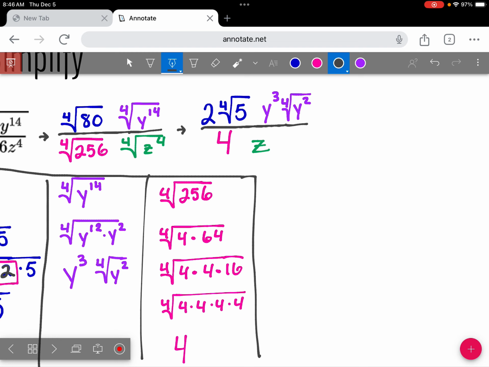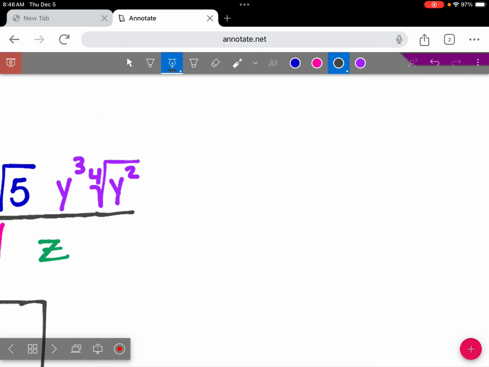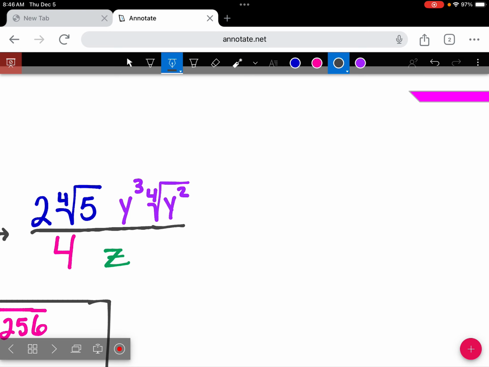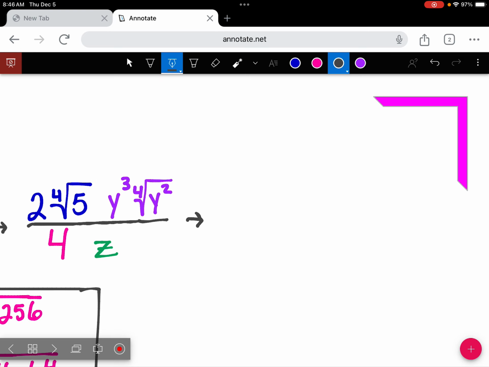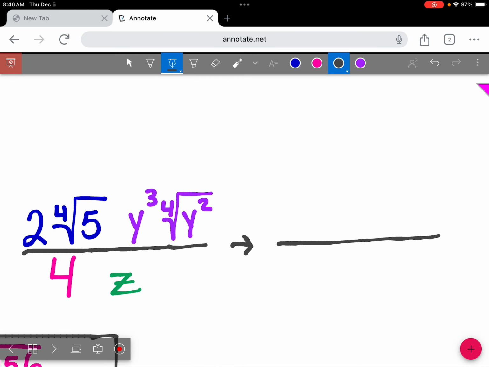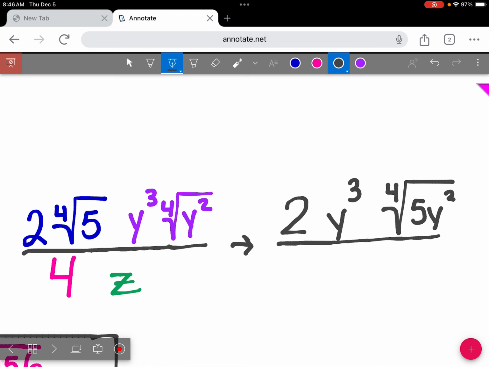So I was blocking that off. That was our little workspace. Because now I'm going to rearrange this, because we have one more step we need to do on here. We need to check and see if we can simplify our fraction, and that's easier to see if we have it organized nicely. So all my things that are outside the radical go together. So I'm going to have my 2y cubed, fourth root of 5y squared over 4z. Does anyone see anything we could simplify here?